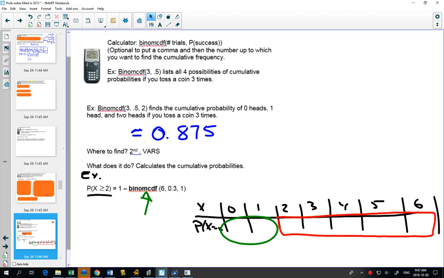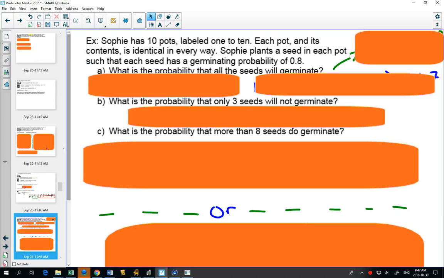The nice thing about binom PDF and binom CDF is it's going to allow us to get examples with much bigger trials that drawing the tree diagram would be exhausting. And calculating everything would take forever. This allows us to calculate it quickly and get answers faster. Right?